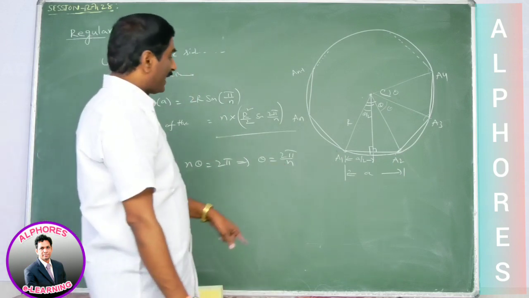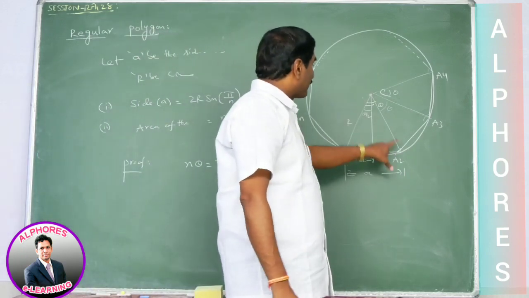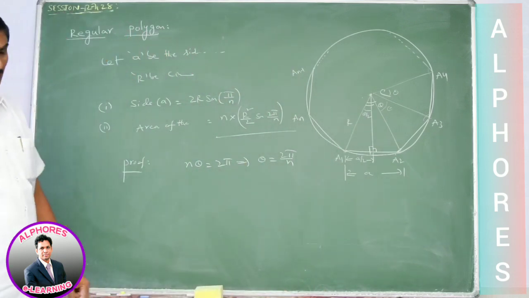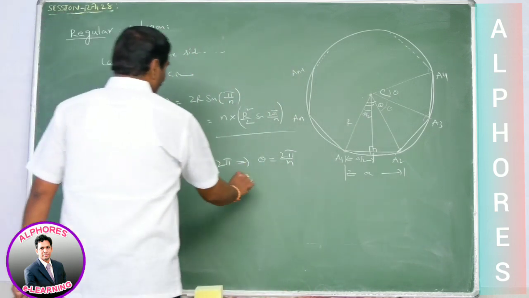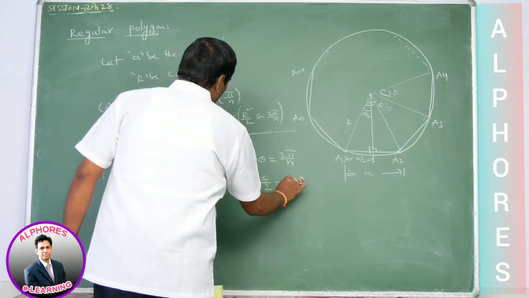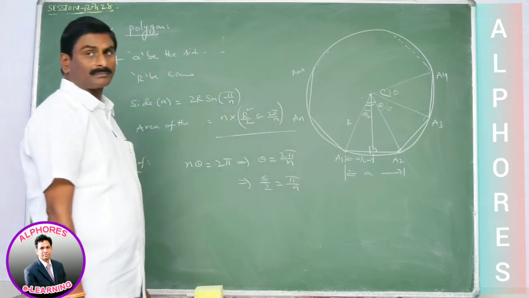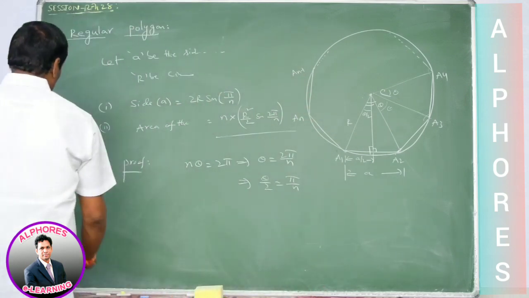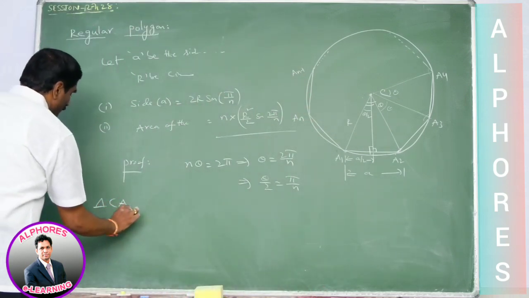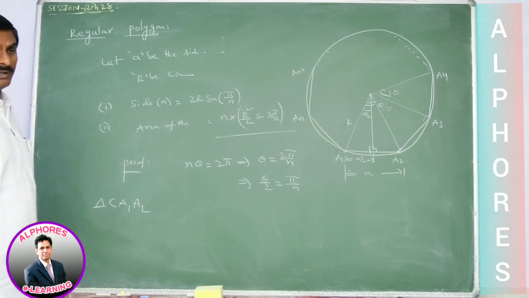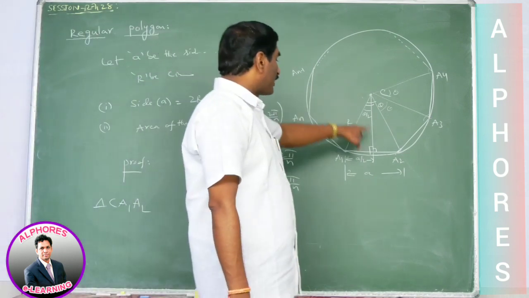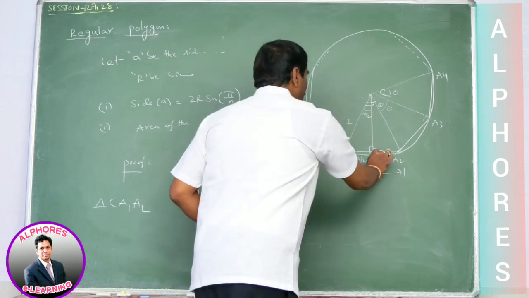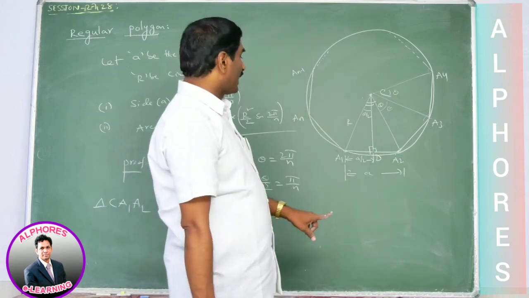Let angle A1CA2 be theta. Then n theta is equal to 2 pi, that means theta is equal to 2 pi by n, which implies theta by 2 is equal to pi by n. Consider triangle CA1A2. Draw the projection of C on A1A2. The projection is nothing but the midpoint. Say this point is D.